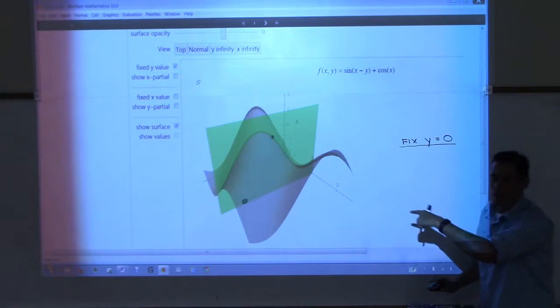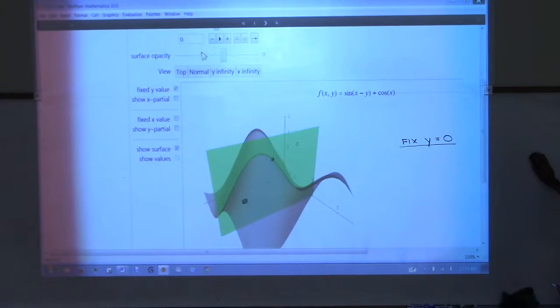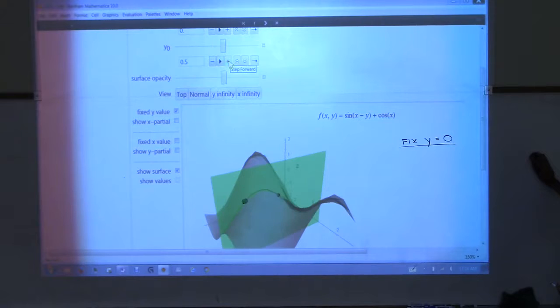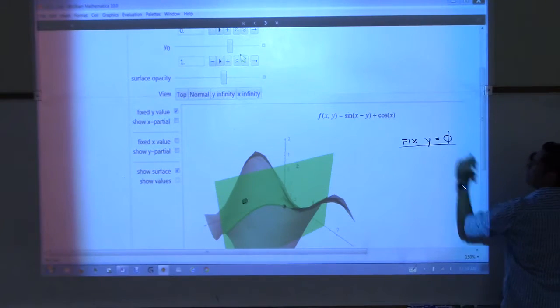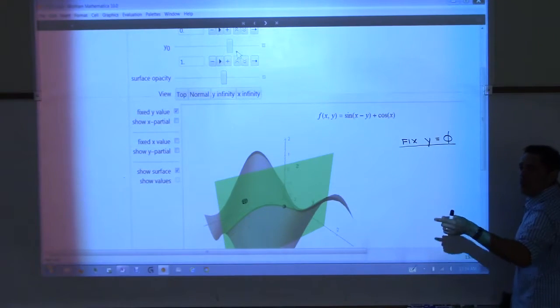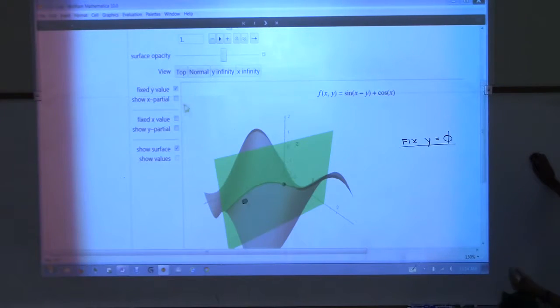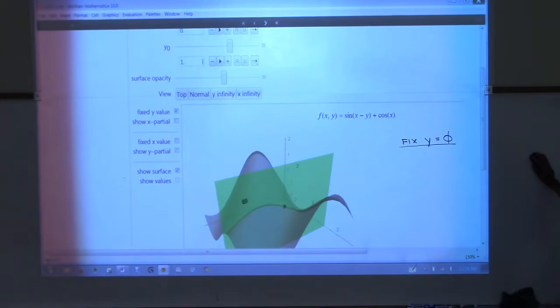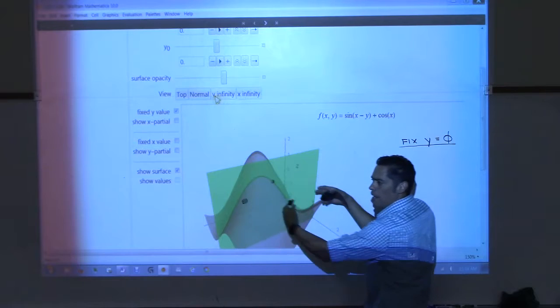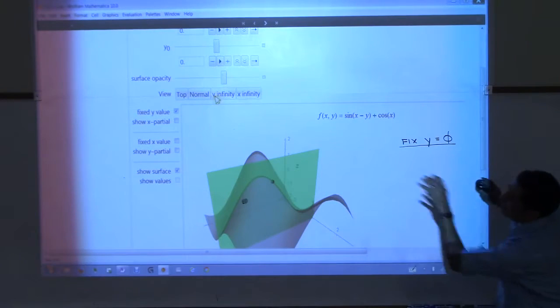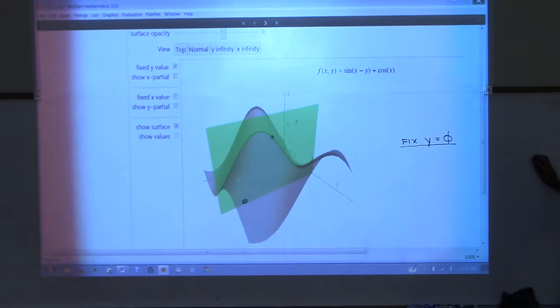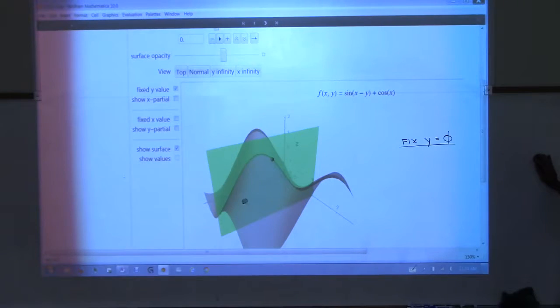Y'all see that? Now if I change that value of y and make it maybe 1 instead, that's still a plane that is parallel to the xz plane. Did you see it move out a little bit there? Let me move it back. See it moving? Okay. So all I'm doing is sliding that plane back and forth. So I fixed it back at 0. If I fix it back at 0, can you see that where it intersects my surface, I have a curve?